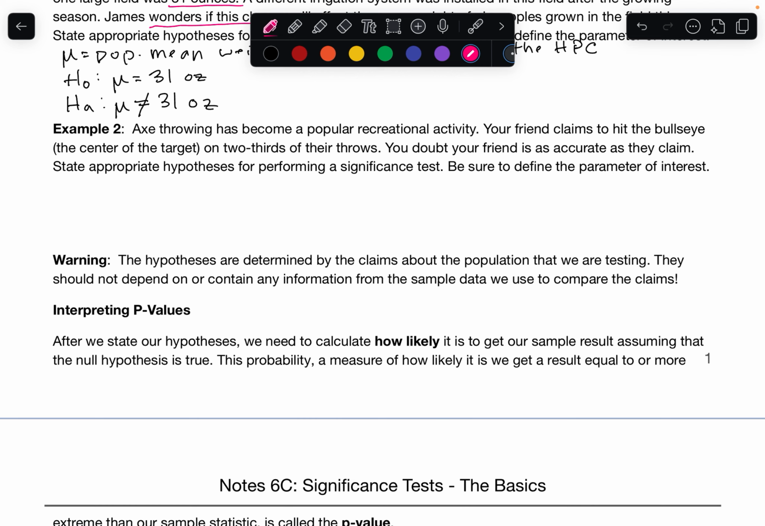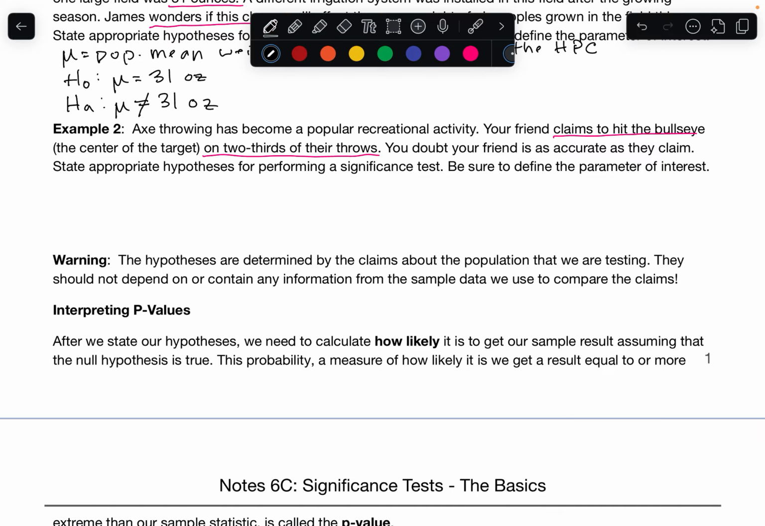So it says, axe throwing has become a popular recreational activity. Your friend claims to hit the bullseye on 2/3 of their throws. You doubt your friend is as accurate as they claim. State appropriate hypotheses for performing a significance test. Be sure to define the parameter of interest. So in this problem, claims to hit the bullseye on 2/3 of their throws. And 2/3 is a fraction or a percentage, about 67%, which means this is a claim about a proportion.